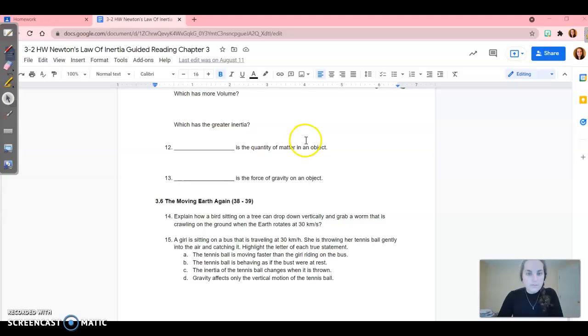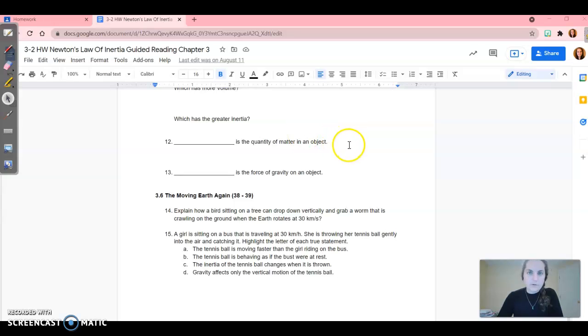Number 12, blank is the quantity of matter in an object. That's going to be mass. Blank is the force of gravity on an object. That will be the object's weight. We were learning more about that yesterday, that weight is dependent upon the gravitational attraction and the mass of the object.